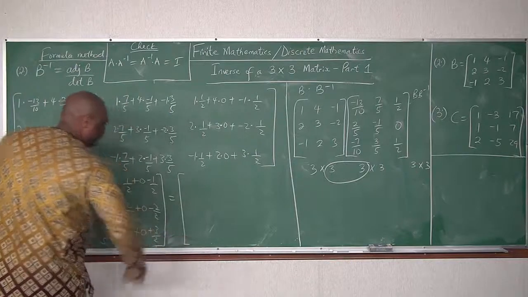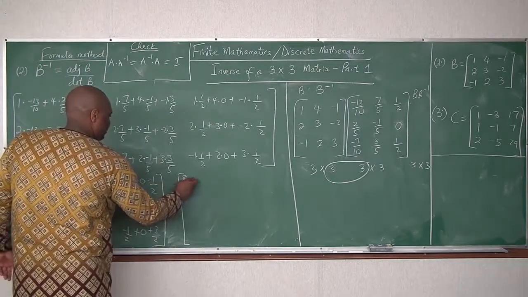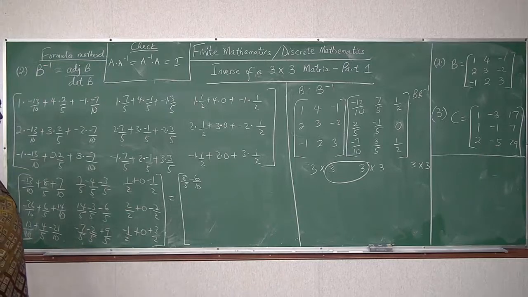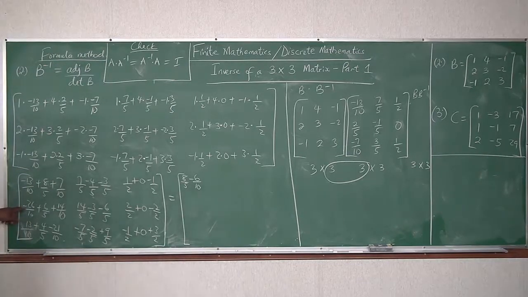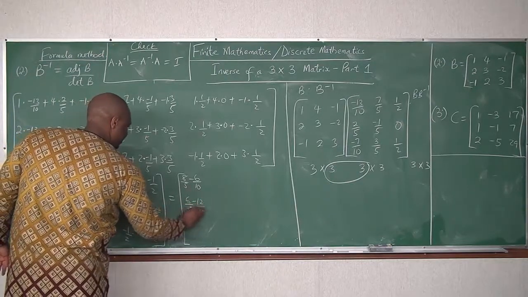All right, folks, what do we have here? Negative 13 plus 7 is what? I'm doing the terms with the same denominators first. This is negative 6 over 10 plus 8 over 5. Negative 13 plus 7 is negative 6. So this is 8 over 5 minus 6 over 10. Right? Okay. Then negative 26 plus 14 is negative 12. So this is 6 over 5 minus 12 over 10. Right?